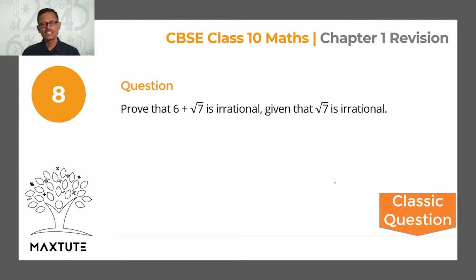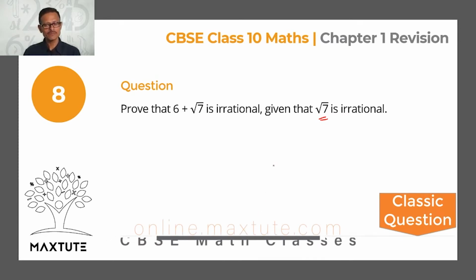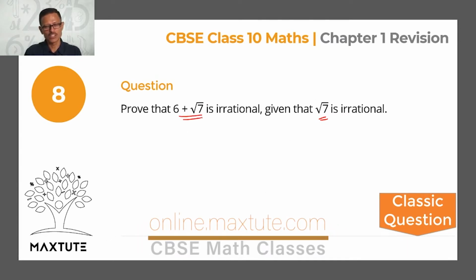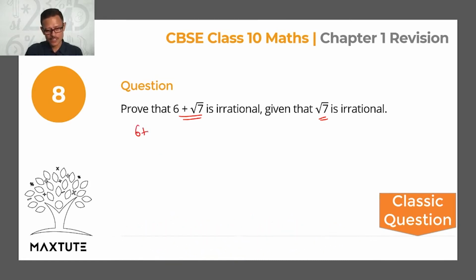Start with the first one. This is a classic question, gets tested quite often. Prove that 6 plus root 7 is irrational, given that root 7 is irrational. So I'm going to walk you through the steps literally orally and then we'll look at it in printed form. We'll start by assuming the contrary. We'll say that 6 plus root 7 is rational.